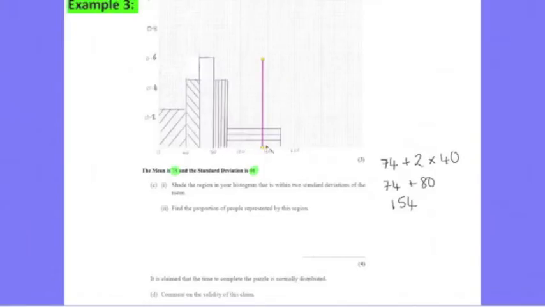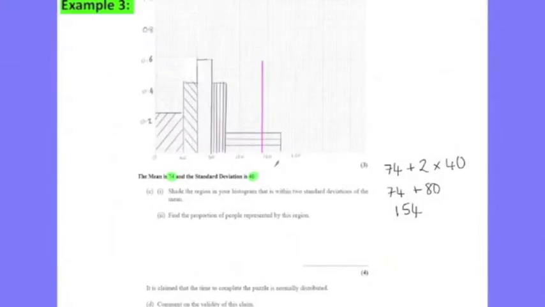So here we have from our mean adding on 2 standard deviations, and we can see on the other side the mean subtract 2 standard deviations still means that everything here is included. So all of these values. So the shaded region, just to make that clear, is everything this side. So the shaded region is less than or equal to 154.